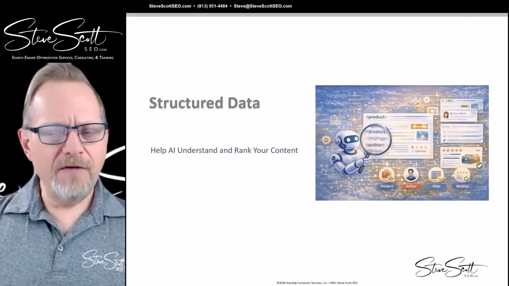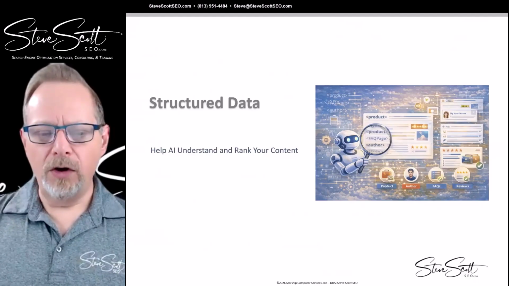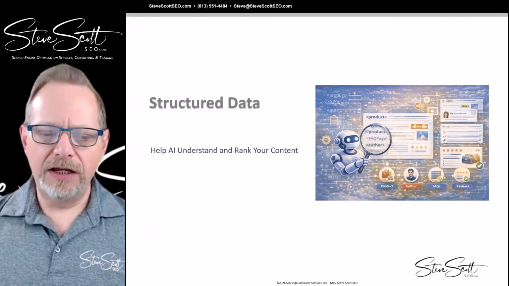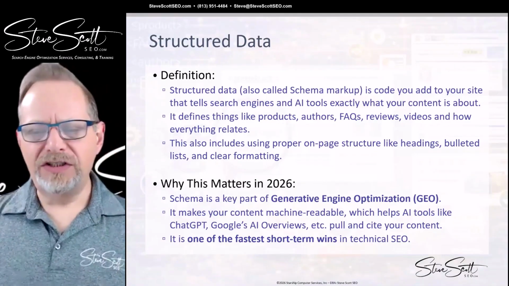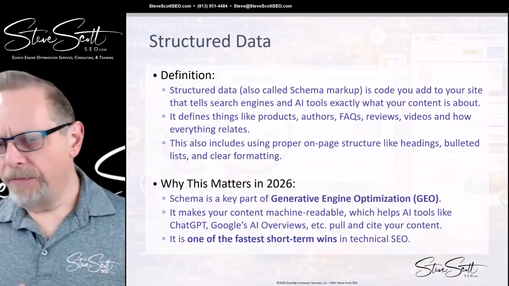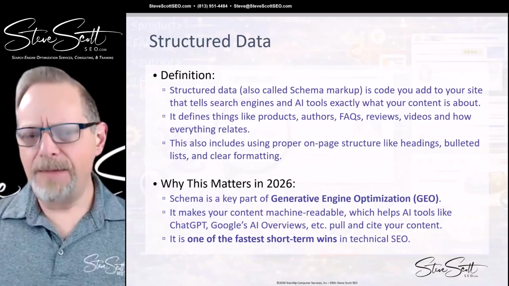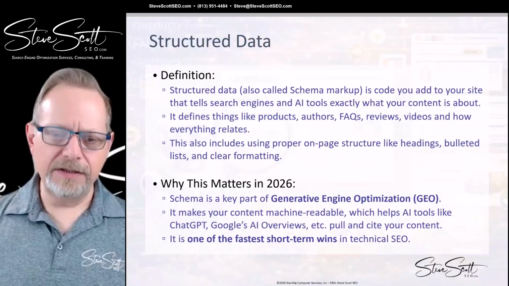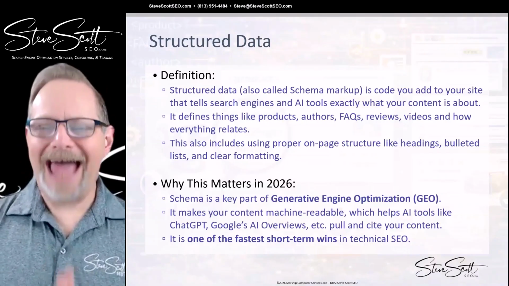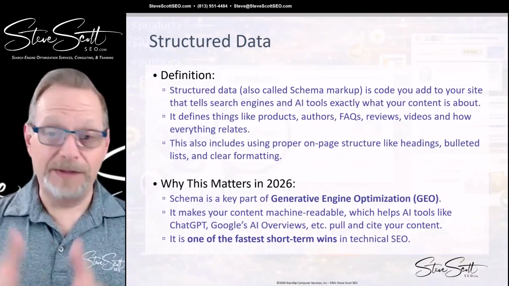So let's talk structured data, right? We've mentioned it a bunch of times. It is really important. What is it? Well, it helps AI understand and rank your content. Structured data, sometimes called schema or schema markup, different variations of just the same basic stuff, is code that you add to your site. It tells the engines and the AI tools exactly what your content is about, specifically.